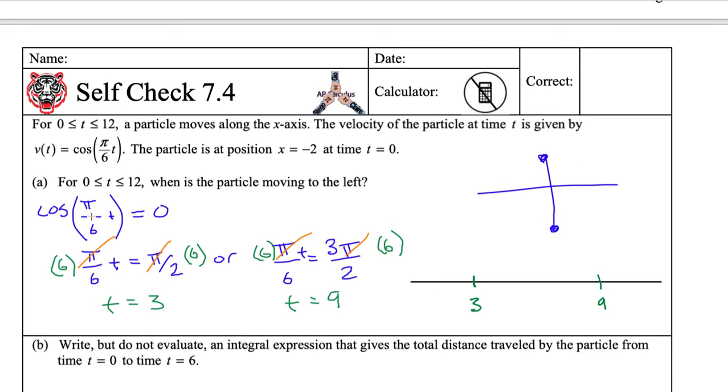Cosine of 0 is 1, because the angle is 0, therefore it's talking about this point. What is the x-coordinate of this point on the unit circle? 1. So cosine of 0 is positive, and then it goes to negative, and then it goes to positive. From there, we know that it's going left wherever I have negative velocity. That's just a definition that you need to have down, so if you don't have that down, please write it down now. Moving to the left means velocity is less than 0. So the velocity is less than 0 in between 3 and 9. So our answer is between 3 and 9, and box it.